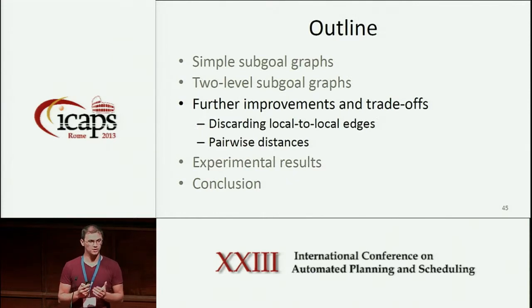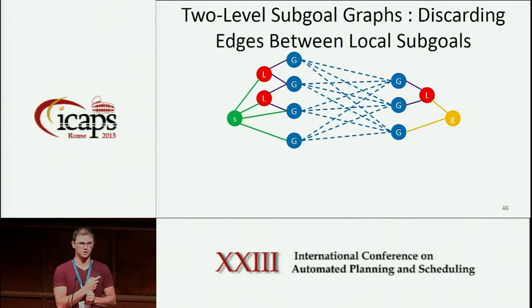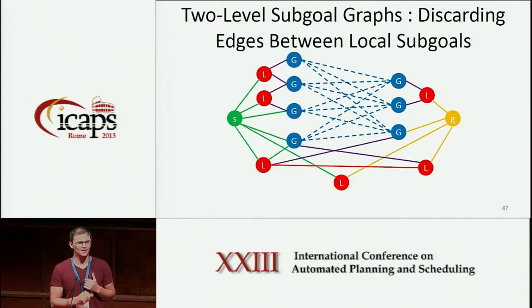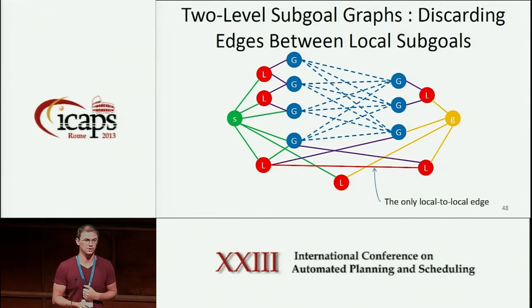Okay, so I'm going to talk about 2 additional improvements on two-level subgoal graphs. The first one is the discarding of local edges between local subgoals. So this was the image that I showed earlier, and it's not the complete picture. We can connect start and goal through a single common local subgoal or through two local subgoals. And it turns out that a local-to-local edge is only used in this case. So it's a very small portion of the whole possible set of instances.